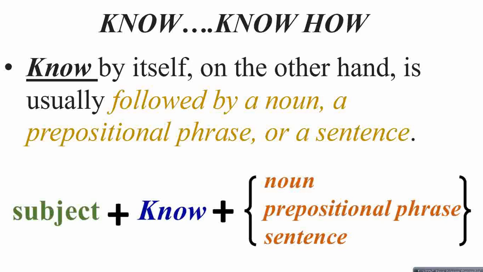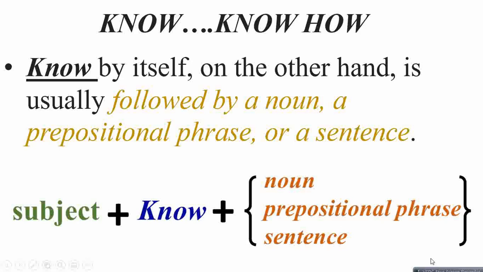जब आपने know how mention करें तो know how के फौरन बाद verb आएगा and the verb should be in the infinitive form. However, जब आप know को by itself लिख रहे हैं, that always followed by a noun, a prepositional phrase or a sentence in that case. So the sentence construction when it comes to know is subject followed by verb know, then followed by noun, prepositional phrase and the sentence.